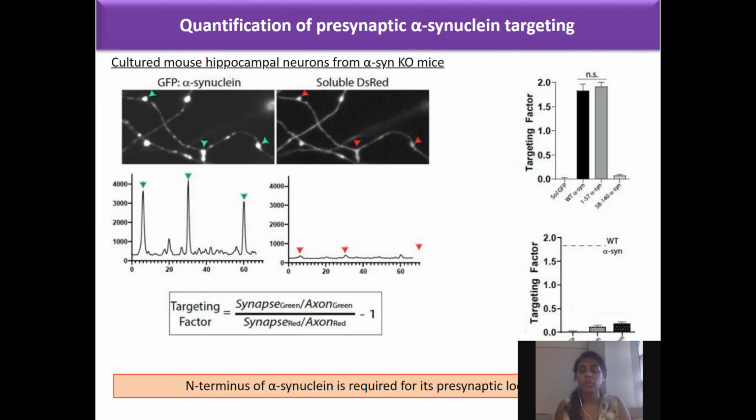In fact, we also looked at mutants which are affected for membrane binding, such as the familial mutant in Parkinson's disease, the A30P, and also the T6K mutant, which has been designed to disrupt the alpha helical structure. Since both of these cannot target to the synapse, this clearly shows that the N-terminus of alpha-synuclein is required for presynaptic localization.